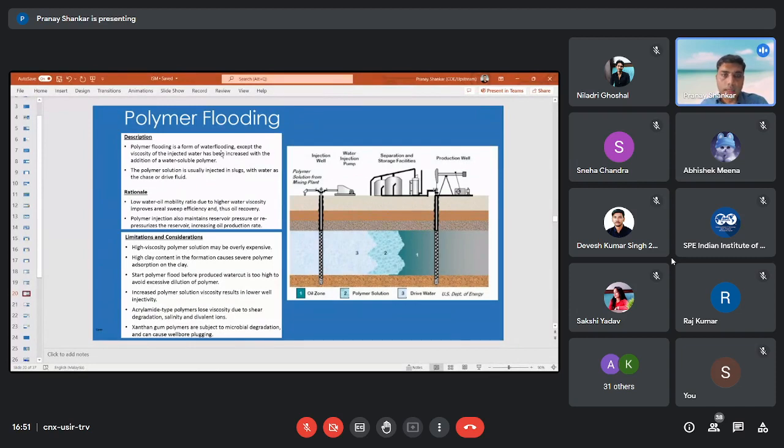Basically, you mix polymer powder with water and make a mother solution, and then you inject that solution into the reservoir. The addition of polymer increases the viscosity of water, and hence it reduces the mobility ratio closer to 1, and hence improves your sweep efficiency and recovery. That is the whole mechanism of polymer flooding.